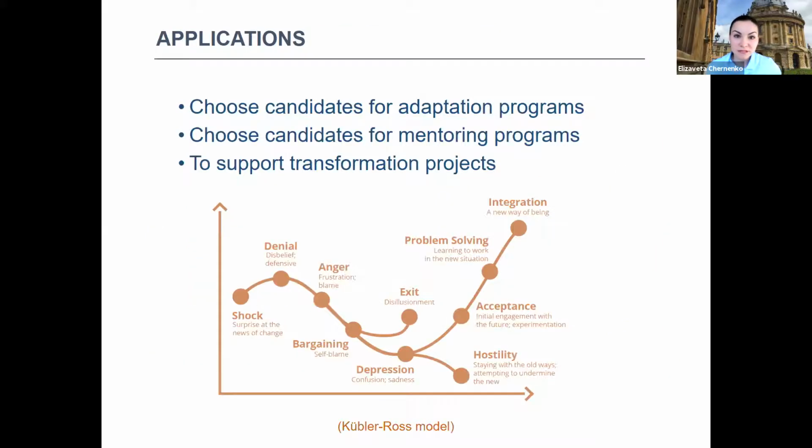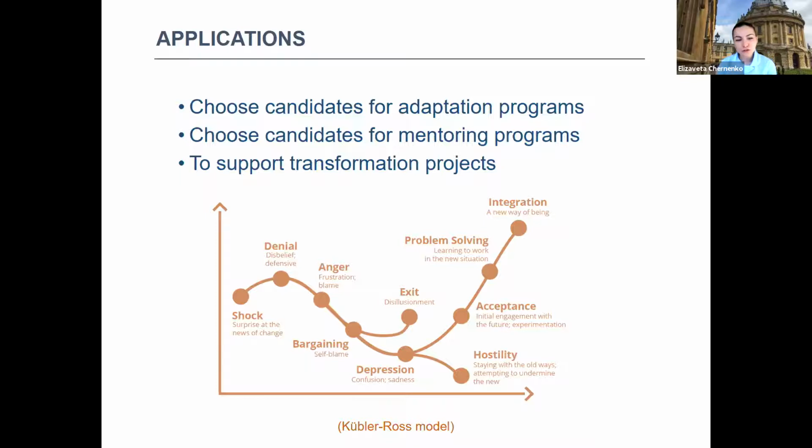For example, if you know who is who, you can make the best choices when choosing people for different programs, like mentoring programs or adaptation programs. You can also make the best decision if someone is leaving an organization about who might be the first candidate for replacement. You can also support transformation projects more efficiently if you know who's who. Let me give an example.